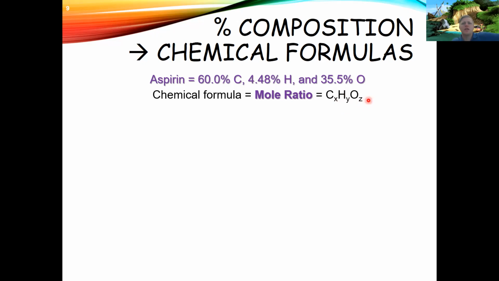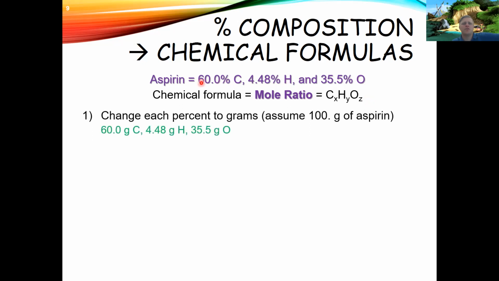So what we're going to do is change each of these percent compositions into grams first off. So we'll assume just for ease that we're dealing with 100 grams of aspirin. Now it doesn't matter how many grams we actually started with. For this calculation, you're generally always just going to use 100 grams of whatever you're using. The reason you do that is because 100 grams times 60% becomes 60 grams. So the math is really easy there.